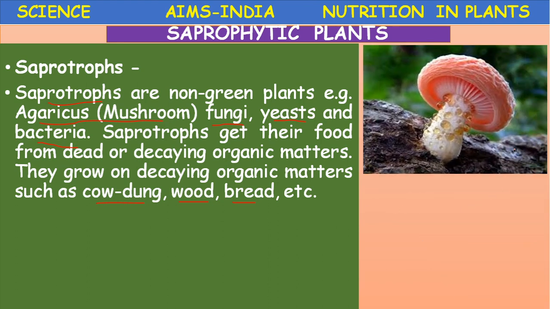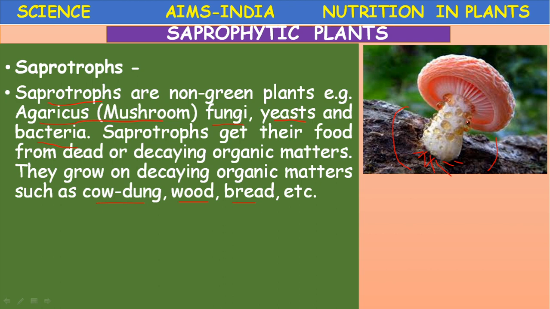Here is an example: a mushroom, it is an Agaricus. Simply, commonly we call it a mushroom. Some of these mushrooms are edible and some are also poisonous. They release certain digestive enzymes into this organic matter. This is dung, organic matter, and they absorb the nutrients from that organic matter.